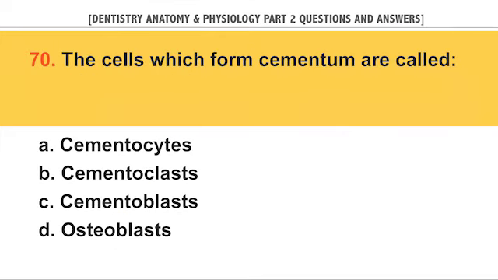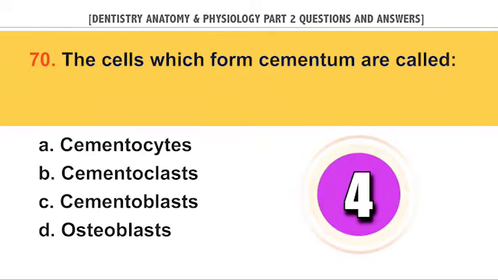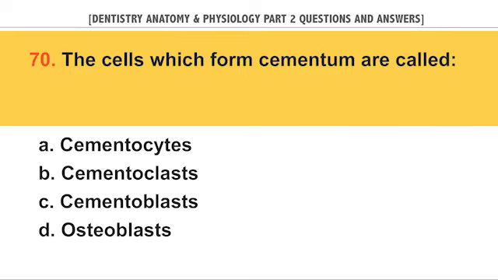The cells which form cementum are called: A. Cementocytes, B. Cementoclasts, C. Cementoblasts, D. Osteoblasts. Answer C. Cementoblasts.